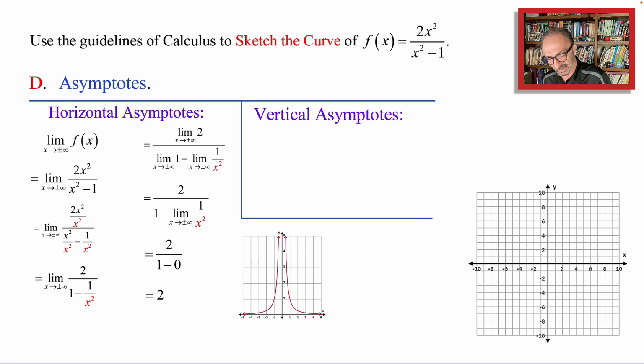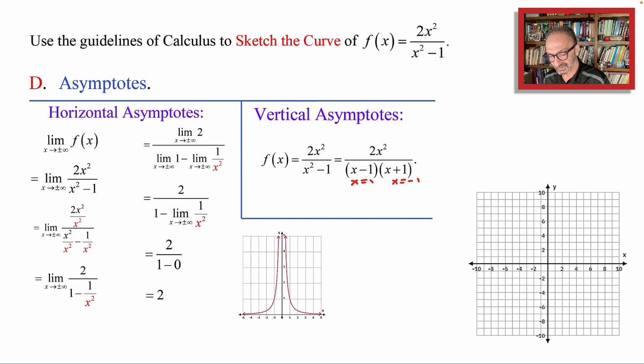So we do have a horizontal asymptote at 2. This is a horizontal asymptote. Let's find the vertical asymptote or asymptotes. To do that, we need to factor the denominator and look for the zeros of the denominator. Now I have x minus 1 equals 0. That gives me x equals 1. And we have x plus 1 equals 0. That will give me x equals negative 1.